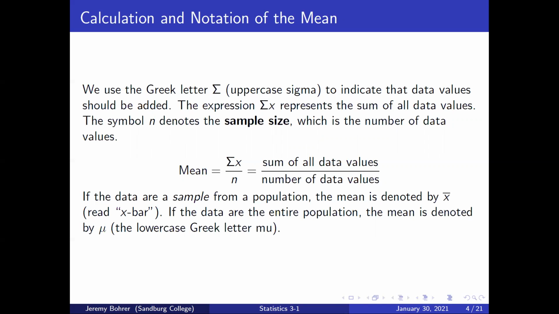If the data are a sample from a population, the mean is denoted by x bar. If the data are the entire population, the mean is denoted by mu, the lowercase Greek letter.